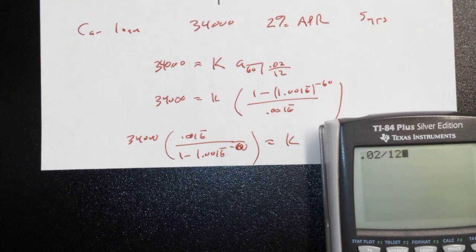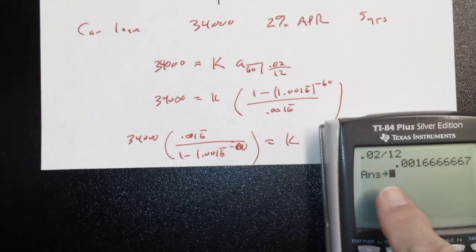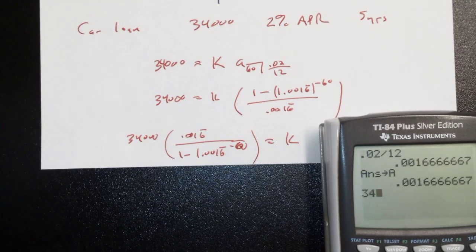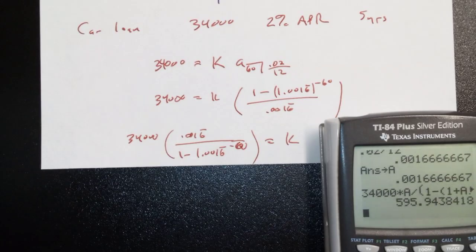0.02 divided by 12. Rather than me keep writing these decimals down over and over, I'm going to store this number. There's a store button at the bottom left of my calculator that puts that answer in a letter for me. So I'm just going to use A for my interest rate here. So now it's 34,000 times A divided by 1 minus 1 plus A to the negative 60th. My monthly payment on this car is $595.94.